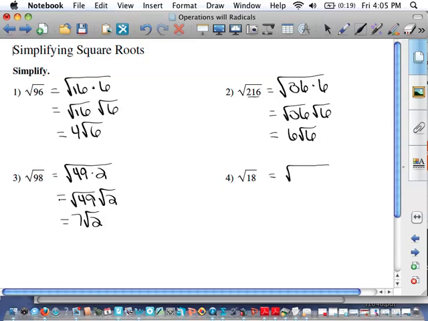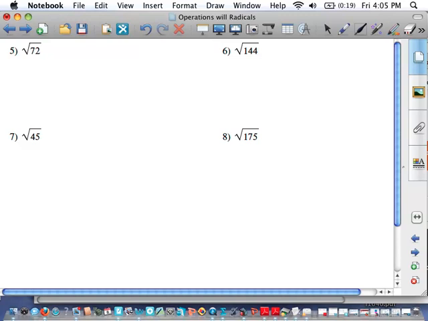18, I recognize that that is 9 times 2. 9 is a perfect square. The square root of 9 times the square root of 2. Square root of 9 is 3, so that becomes 3 root 2. So that's a little review on simplifying square roots. Oh, I think I have a few more to simplify.